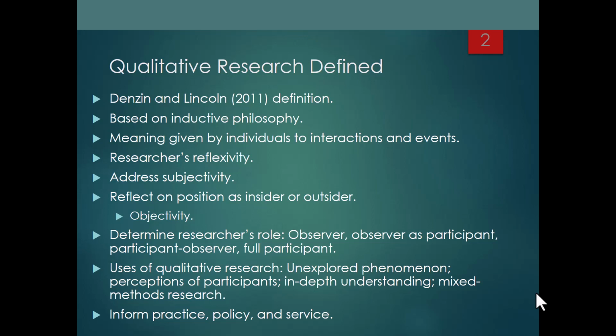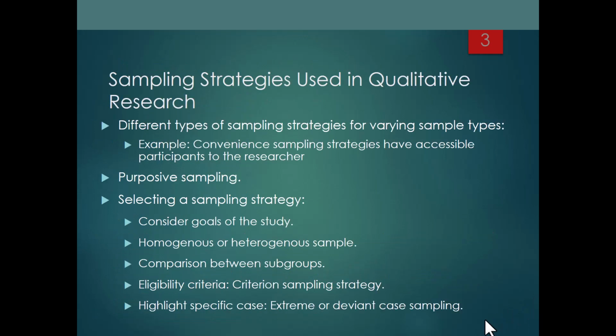Qualitative research is used to study phenomena that have not been studied or need to be examined to gain additional insight. It is used to learn from participants about their perceptions about beliefs, behaviors, events, or social interactions. It's also used to understand a phenomenon more in depth and used in mixed method research that employs both quantitative and qualitative methods. Qualitative research can also inform practice, policy, and service.